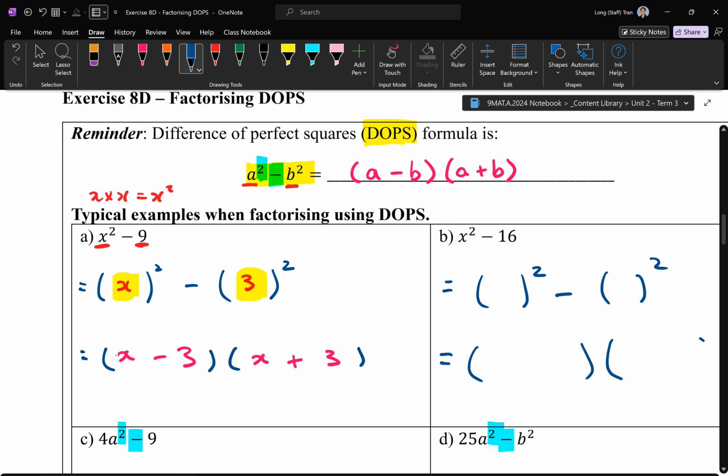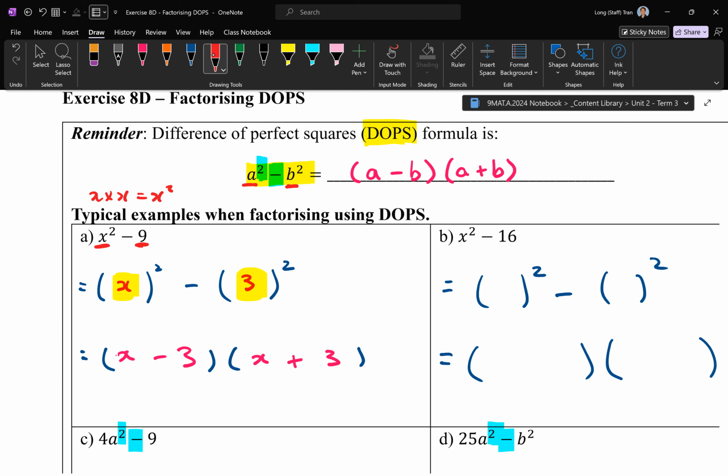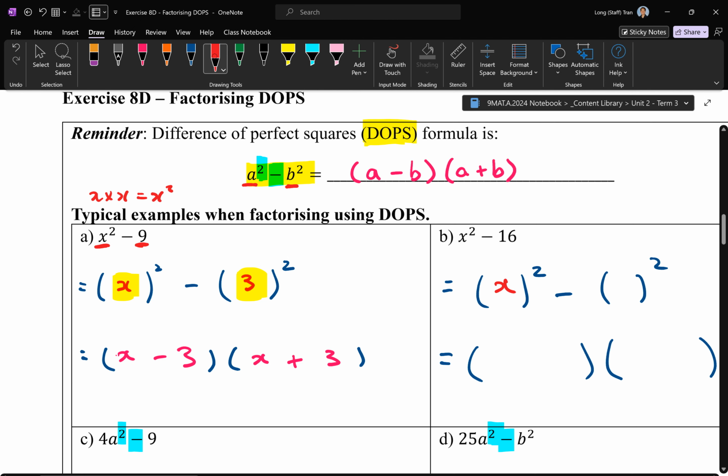Let's write it out. Here we go. Square of what will give you x squared? Let's go with Lex. Square of what will give you x squared? X. So we put in x here.